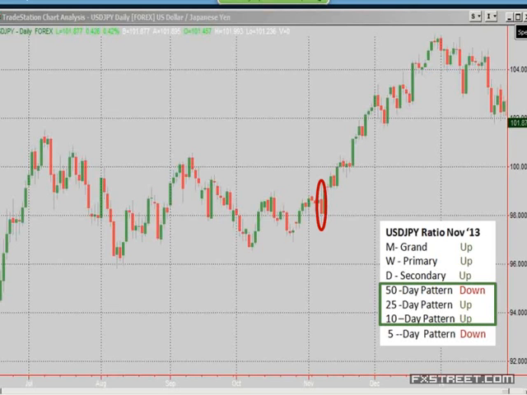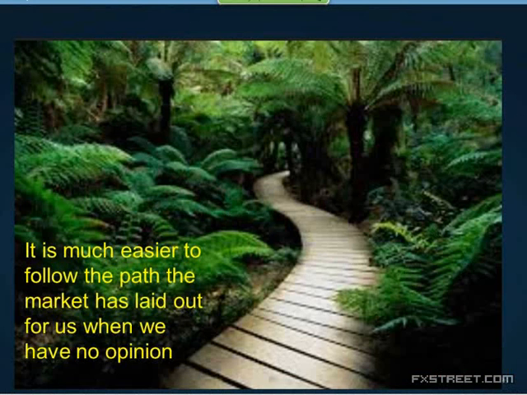That's our plan, okay? So this is exactly what we mean when we say it's much easier to follow the path the market has laid out for us when we have no opinion. It's much, much easier to do what the market tells you to do if you don't have an opinion in the way. And I'm not even going to get into the bad habits that opinions lead to, right? We'll just leave it at that. If you want to be a successful trader, you've got to lose the opinion.